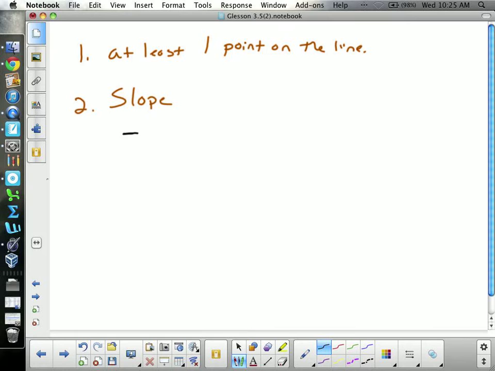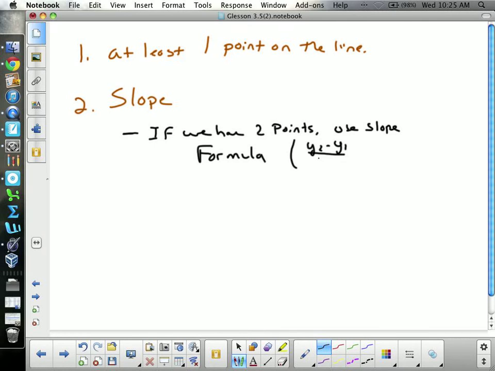Sure. If we have 2 points, we can use the slope formula, which is y2 minus y1 over x2 minus x1. Right?